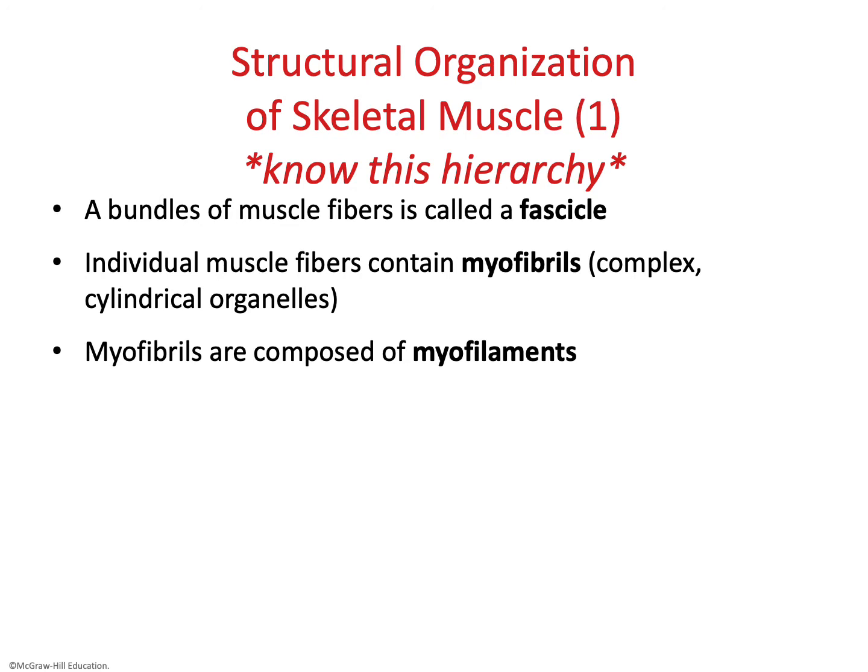Skeletal muscle organization. You should know how muscles are organized within themselves. A bundle of muscle fibers is called a fascicle. And when we say muscle fiber, that means muscle cell. So this is where each cell in a muscle is called a fiber, and a fascicle is a bundle of muscle fibers. Those muscle fibers contain myofibrils, which are complex cylindrical organelles, and each myofibril is made up of myofilaments.